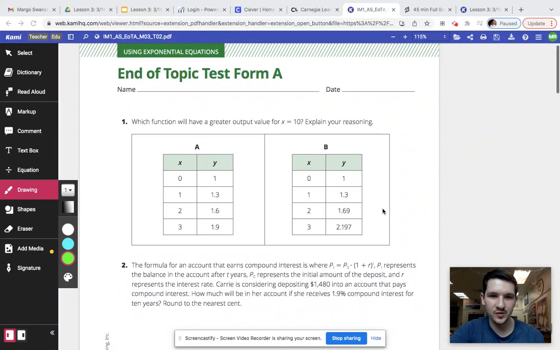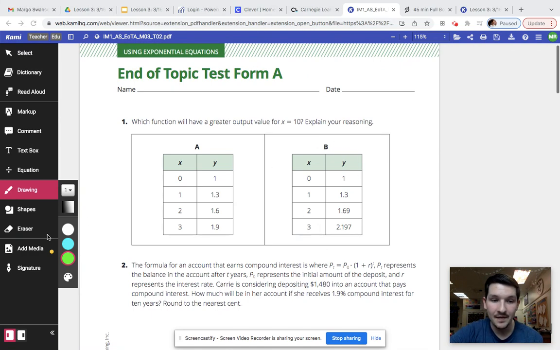Question 1 says, which function will have a greater output for the value for x equals 10? Explain your reasoning. We actually had this as our opener yesterday. I'm hoping that you can automatically look at B because 0, 1, 0, 1, 1, 1.3, 1.3. So far they're the same. But at 2 it goes from 1.6 to 1.69. So it's actually increasing. And so right off the bat, y'all, we should be able to identify which one's going to be going faster, because even at 3 it increases drastically faster, right?